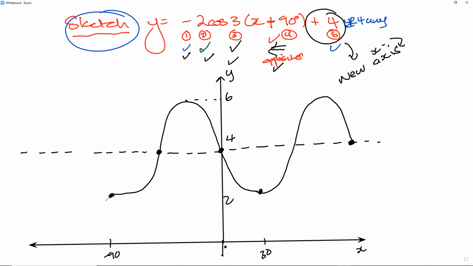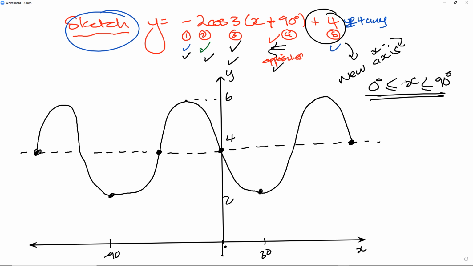All right, keep a pencil handy and erase whatever domain they've given you. So let's say the domain was given, ensure that x is greater than 0 degrees, but less than, I don't know, let's say less than 90 degrees. Okay, sketch for this domain.